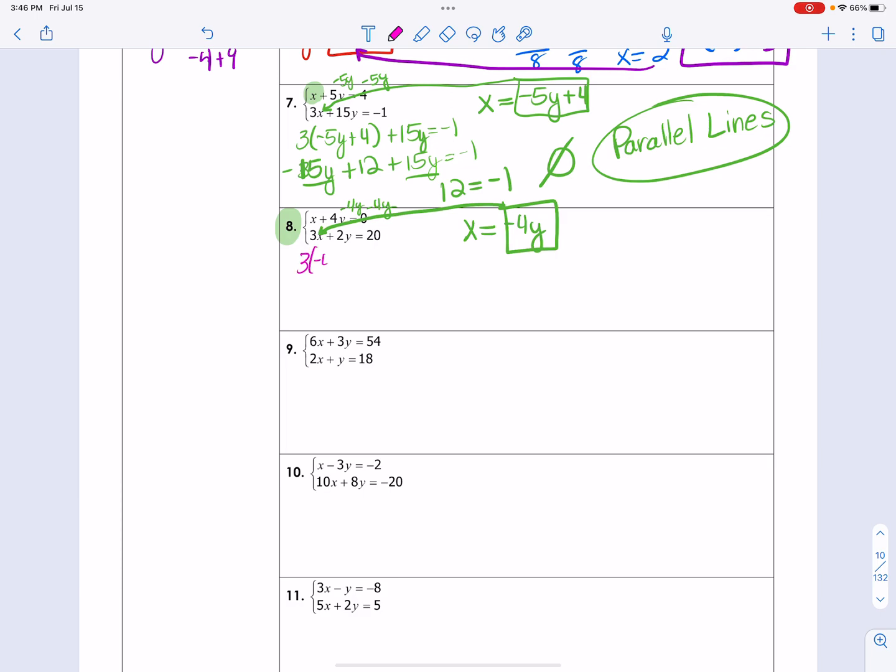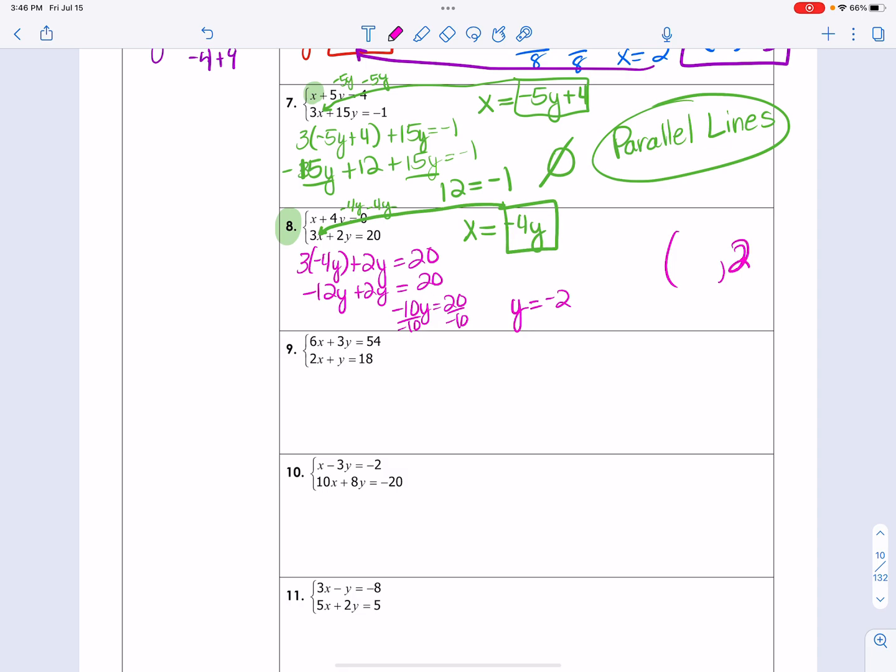So 3 parentheses, negative 4y, plus 2y equals 20. So negative 12y plus 2y equals 20. So negative 10y equals 20. Divide both sides by a negative 10, and y equals a negative 2.